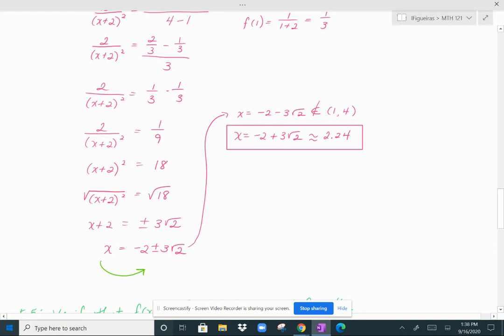Okay, so that means I have two potential answers. I have -2 minus 3 root 2 or -2 plus 3 root 2. Well, the first one will definitely be a negative result, so that definitely does not fall within the interval from 1 to 4. And the second one, if you approximate what that is, it's 2.24 units, which does fall within the open interval from 1 to 4. So you have found your value that satisfies the mean value theorem.